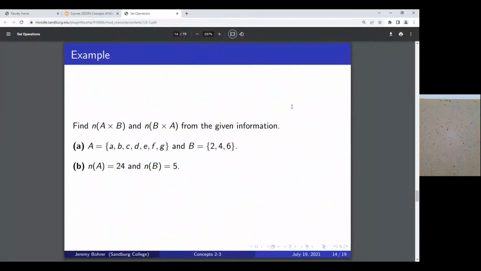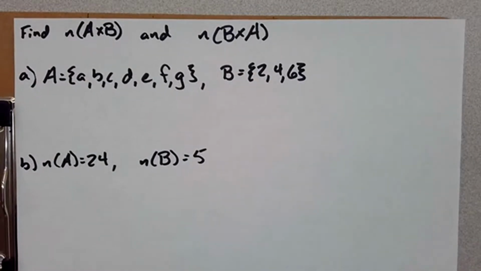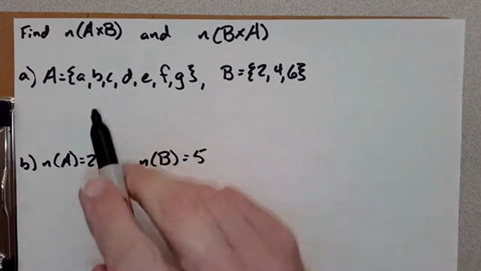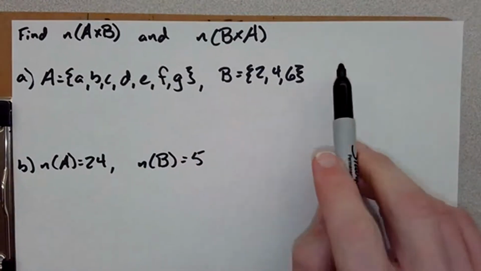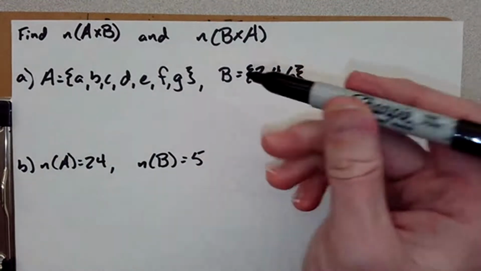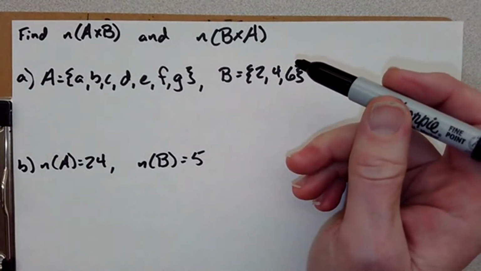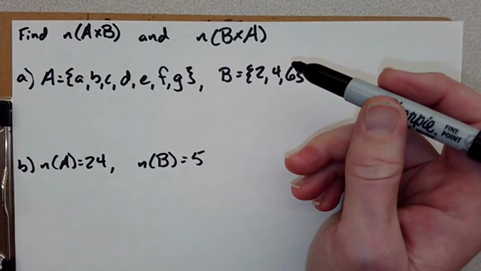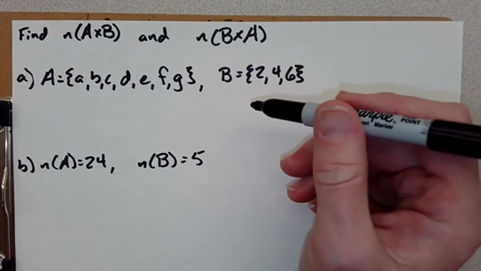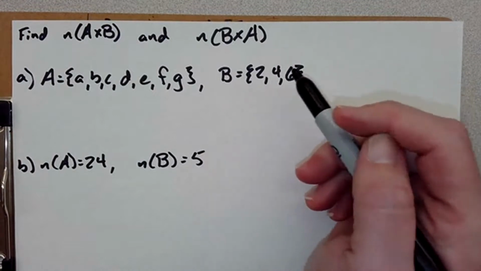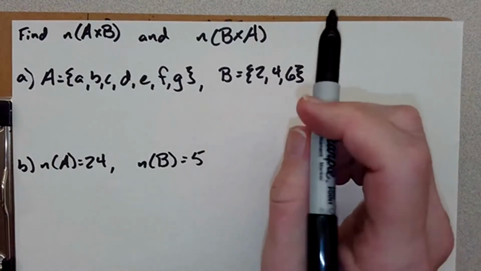Now we're talking about cardinal numbers. We want to find the cardinal numbers of A cross B and B cross A. And here's the thing. Most of the time these are equal, and certainly with these sets they are equal. To find the cardinal number, we count the number of elements in A, and we count the number of elements in B, and we multiply. The only time that it's something other than the product of the number of elements in each set is if they share an element.